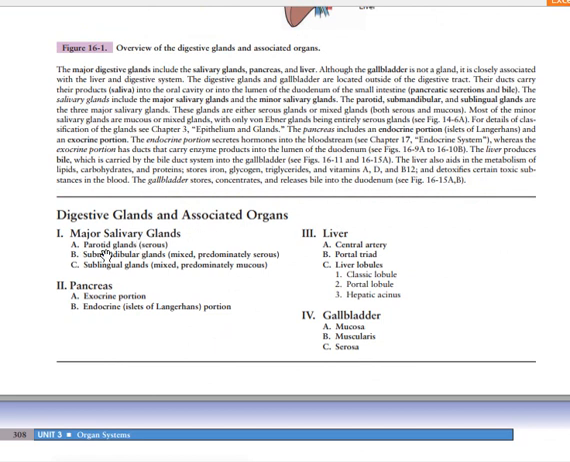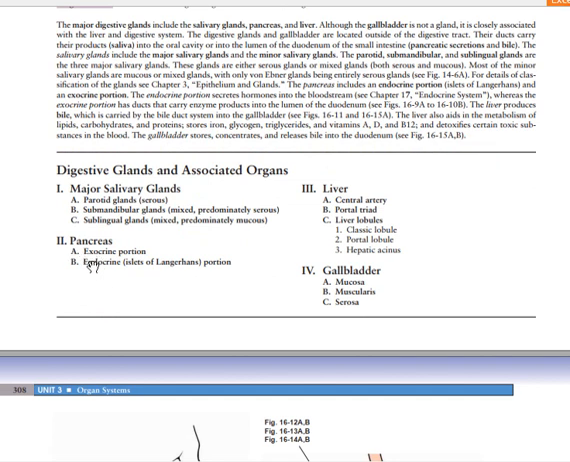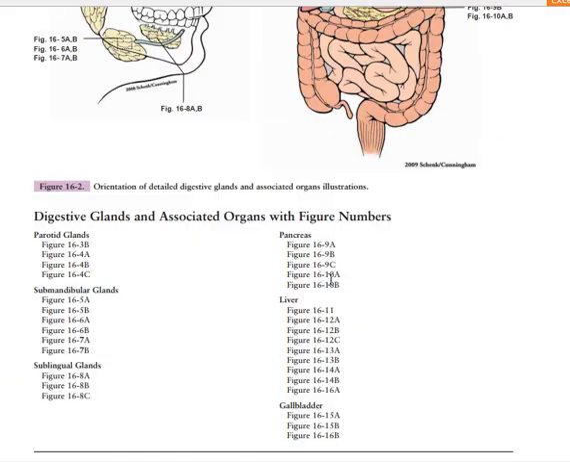We say that of the major salivary glands, the parotid gland is a serous gland. The submandibular gland is a mixed gland, serous and mucous, which is predominantly serous. Lastly, the sublingual gland is also a mixed gland, but predominantly mucous. Now we have the pancreas, which has an endocrine function. The endocrine pancreas is inside the islets, as we are going to see later. The liver consists of the central vein, the portal triad, the classic liver lobule, the portal lobules, and the hepatic acinus, as we're going to see later. And the gallbladder is made up of the mucosa, the muscularis layer, and the serosa layer.